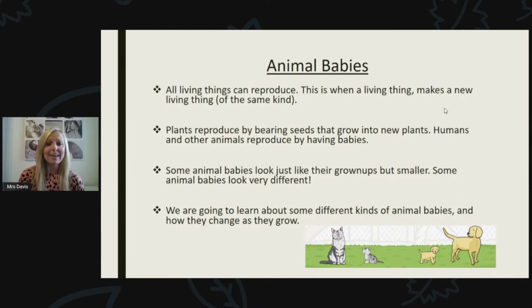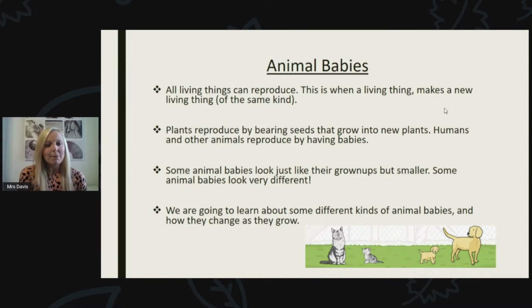All living things can reproduce. Reproduce, there's one of our words. This is when a living thing makes a new living thing of the same kind. So, for example, a cat, if it reproduces, will have kittens. A dog, if it reproduces, will have puppies. A human, if they reproduce, will have a baby.